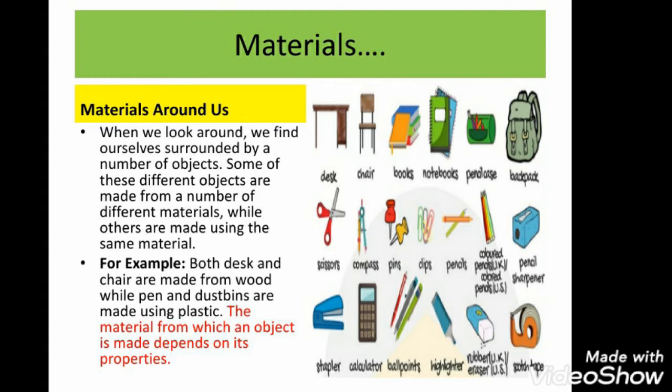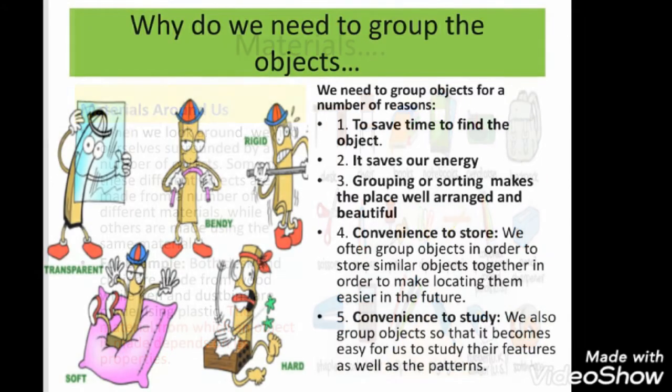Now around you see different kinds of material. You see desk, you see chair, you see books, so many materials are there around you, but you know that they are sorted, means they are arranged properly. So the arrangement is done on the basis of their properties.